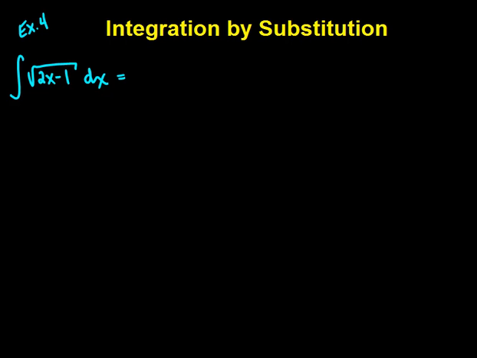In this video, we're going to go on to look at example number 4 of integration by substitution. And here we have the integral of the square root of 2x minus 1 dx. I'm first going to rewrite that as 2x minus 1 to the 1/2 power. And we can definitely see that we have function composition here.